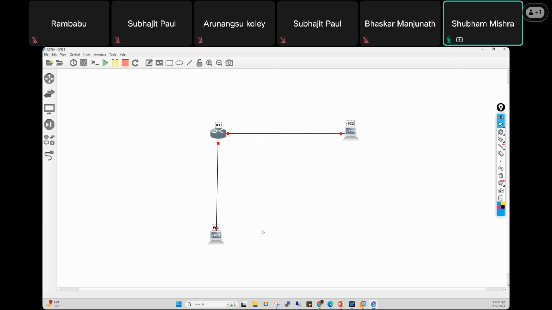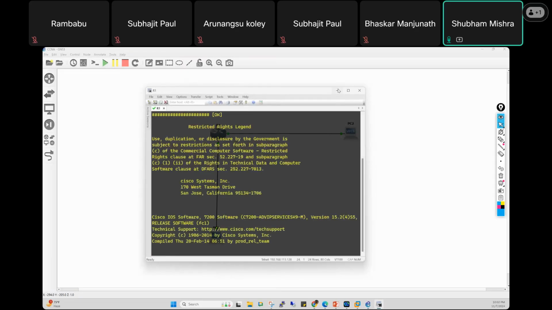Fine. I just want to open all the devices. See, I just power on all the devices. Okay, so see here, now I hope you are able to see the green light. So it means now it's powered on. How can I take the console? Just double click on it. Okay, so when I double click on it, I am able to see the console.